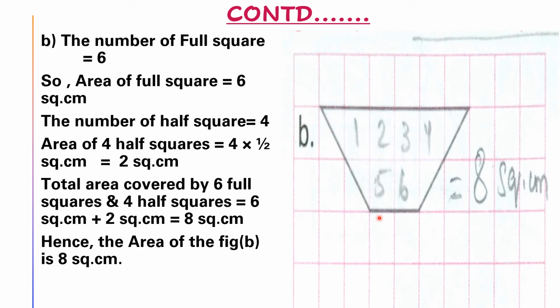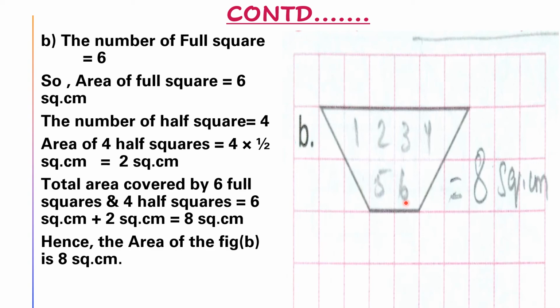Find the area of this figure. As you can see, figure B has been drawn on a graph paper. To find the area of this figure B, first count the number of full squares occupied by this figure. 1, 2, 3, 4, 5 and 6. The number of full squares of this figure is 6. As each small square is of area 1 square cm, the area of the full squares is 6 square cm.